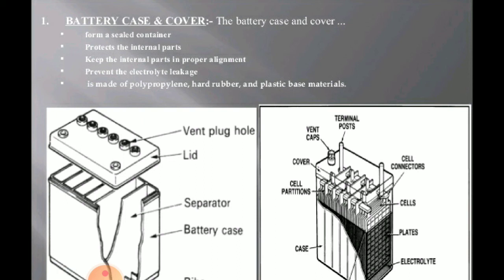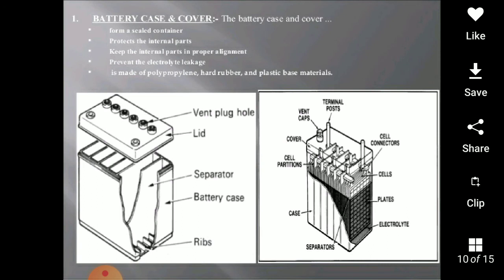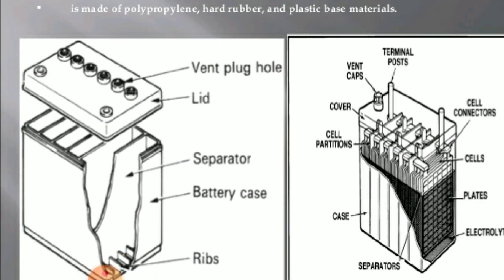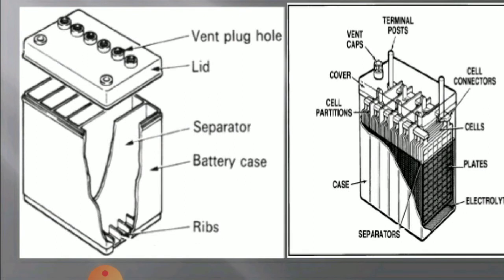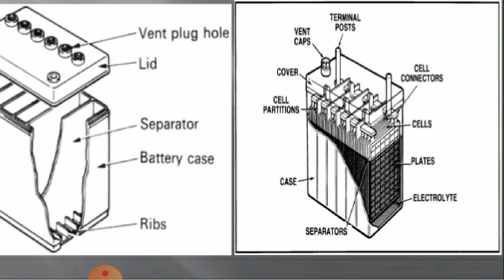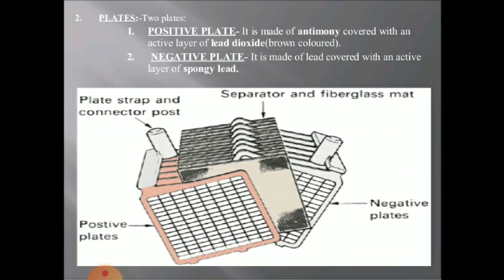The material best preferred for this battery case or cover is hard rubber or plastic based materials. For your exam, you can remember the battery case provides protection to the internal parts and it is made up of hard rubber or plastic based materials. So this is the external look. These are the vent plugs, and this is the lid, or upper cover. Then these are the separators, which separate the positive and negative plates. Then this is the battery case, and these are the ribs to place the grids.